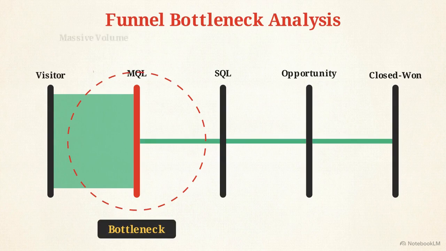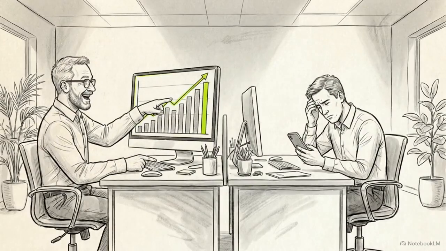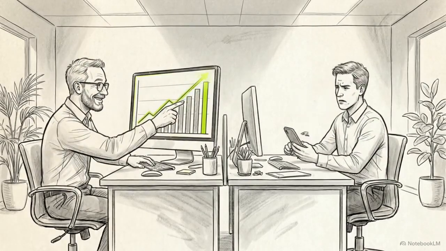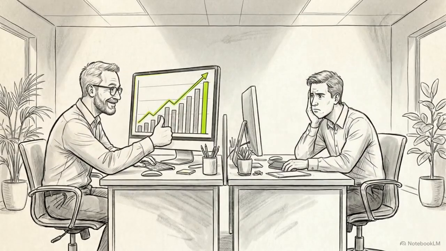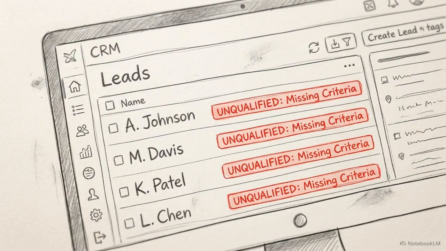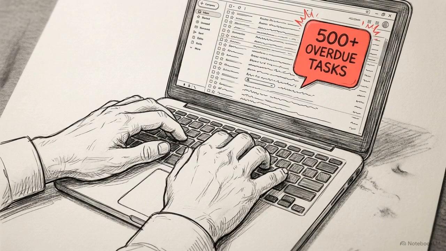Massive lead volume reaches the MQL stage, but hits a wall, with only a fraction converting into sales qualified leads. This severe drop-off indicates that marketing is successfully attracting a large audience, but the sales team is rejecting almost all of them. A surface-level report logs this as a sales execution issue. Analytics requires looking deeper at the lead qualification criteria arriving in the CRM. High lead volume provides zero commercial value if conversion collapses. Processing those unqualified leads creates significant operational drag on the sales team.